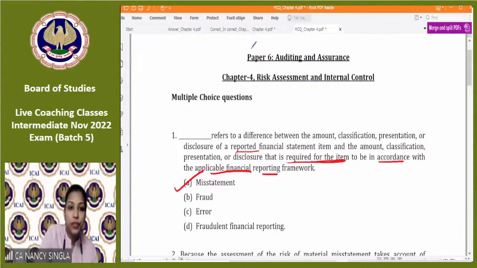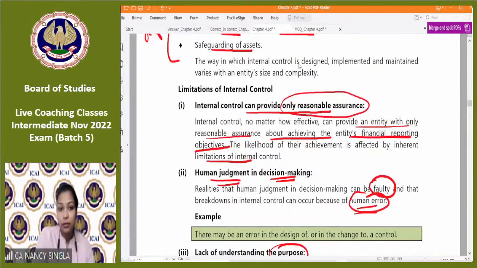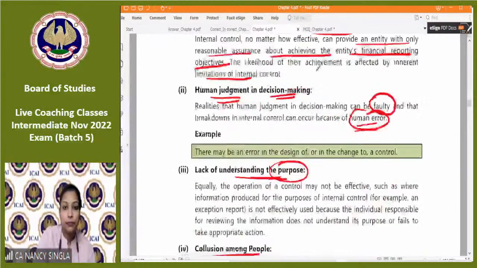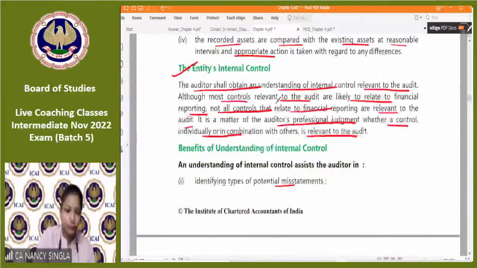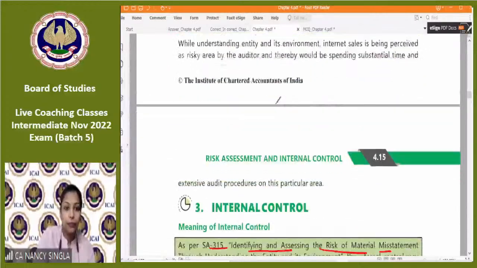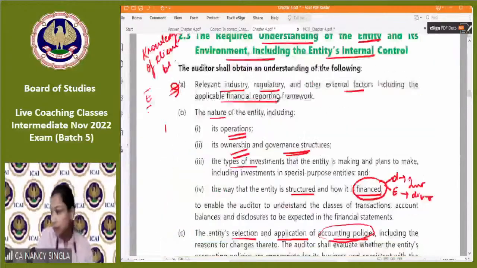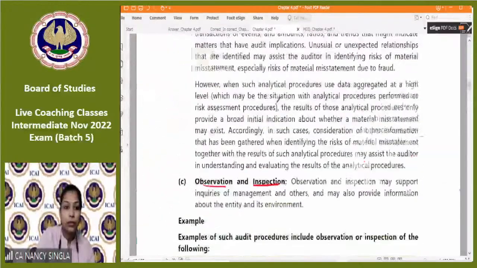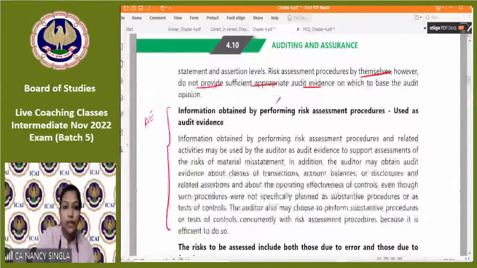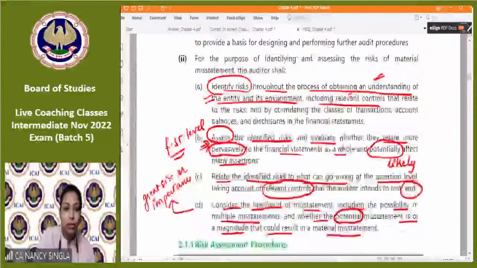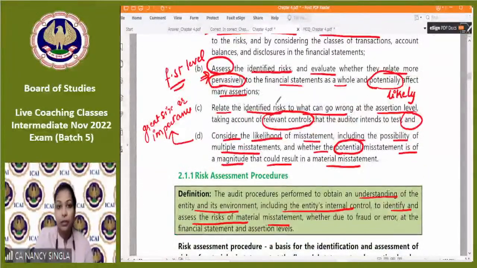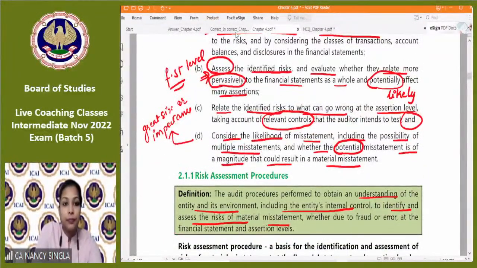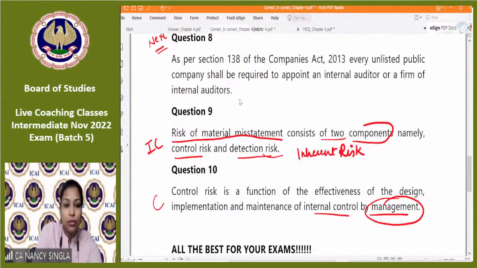Shri Ram, with respect to internal control, wait. Just a minute. Rest of you, please do question number two of the MCQ.